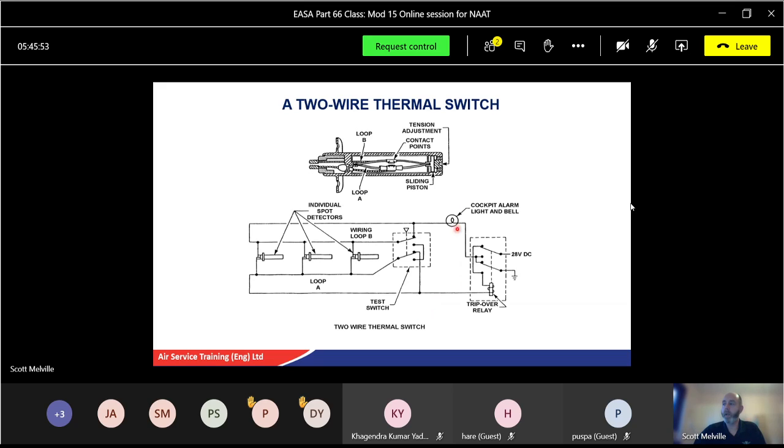So we won't get a test circuit as such. Operation with an open circuit in loop B. So this time we've got an open circuit in loop B. Again, the system will still provide fire protection with an open circuit in this loop. Pressing the test button will reveal the fault. The alarm light will not illuminate.